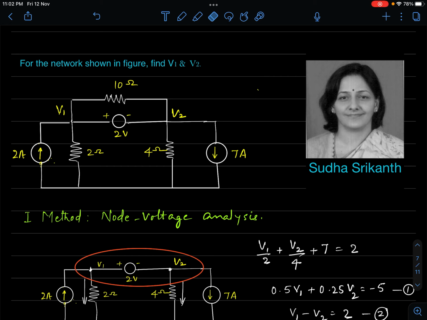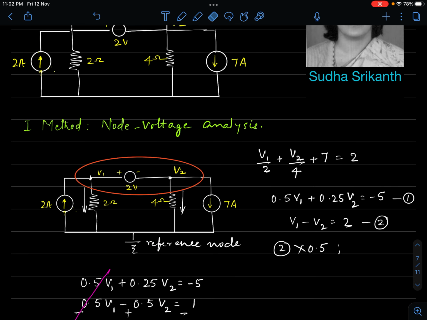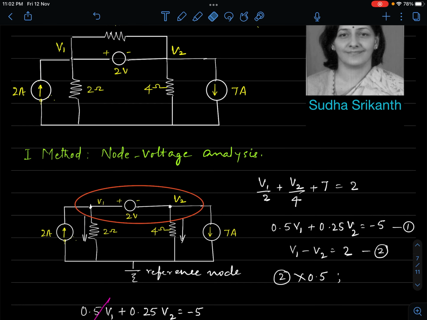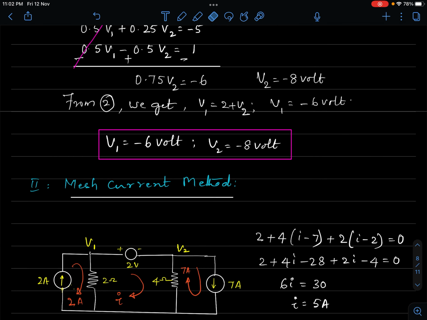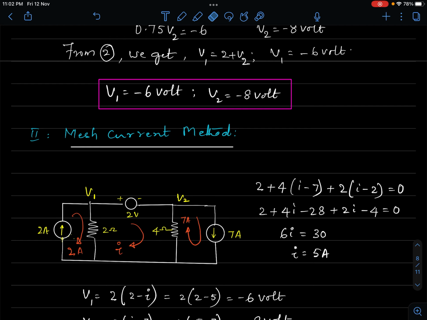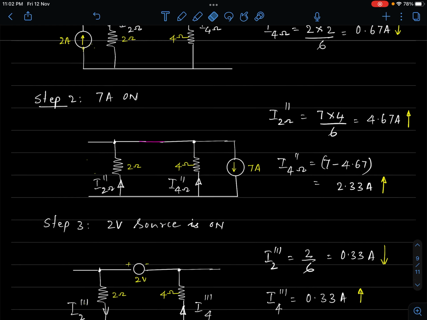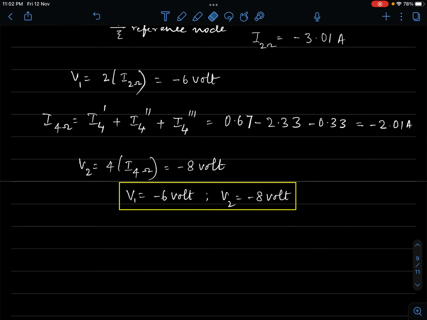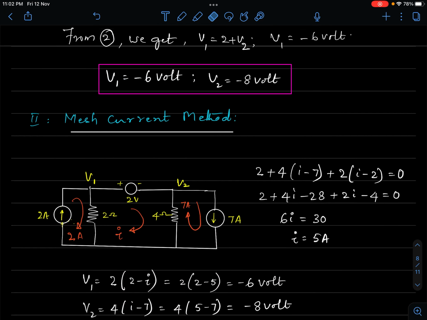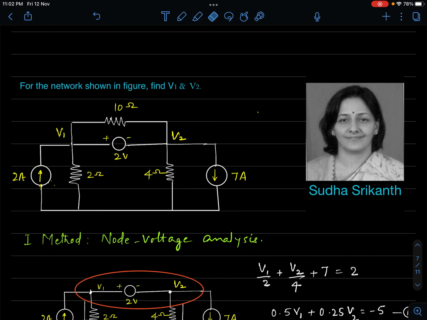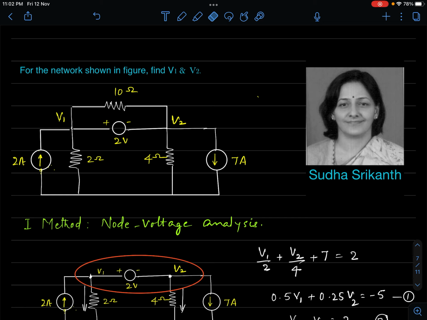So you have to remember these points carefully. If you have a resistance across a voltage source, you might as well remove that resistance, replace it by an open. That is what we did in this problem. Similarly, if there is a resistance in series with the current source, you remove that resistance and replace it by a short circuit. Okay, and I suppose the problem is evident and clear. So in all the methods, we are able to get V1 and V2 to be minus 6 and minus 8 volt respectively. So you can adopt any method and you can solve.